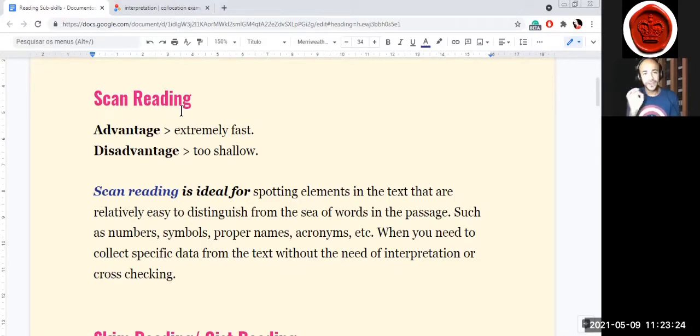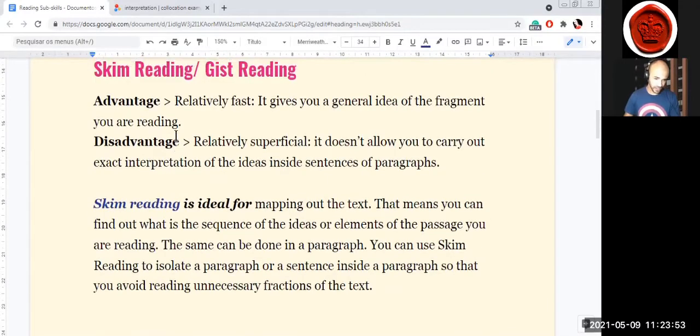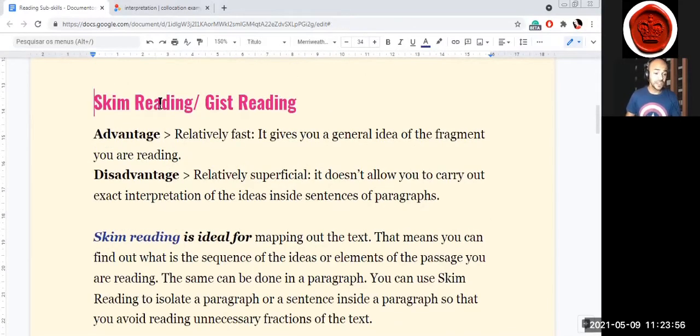So scan reading is about finding information in the text, sometimes copying it directly from the text to the answer sheet, or to the question where you need the answer to be, or finding the information so you can isolate a greater portion of the text, maybe a sentence, maybe a paragraph, or one section of the text, and then reading it more carefully, so you can carry out the process of information collection. Now we come to skim reading.